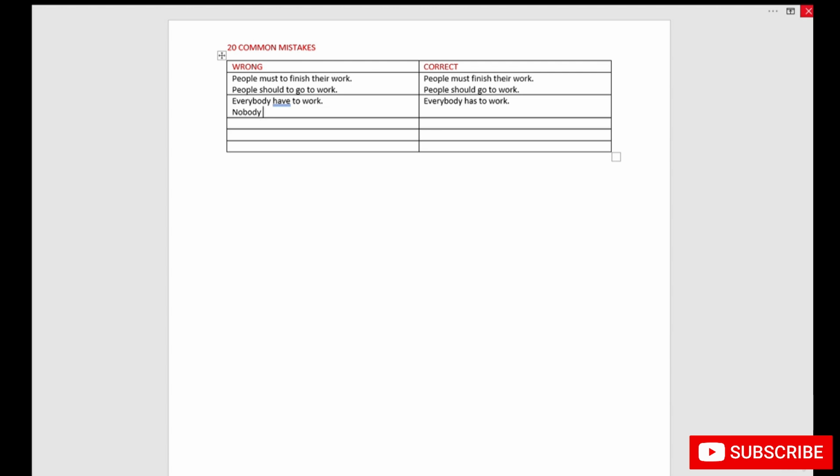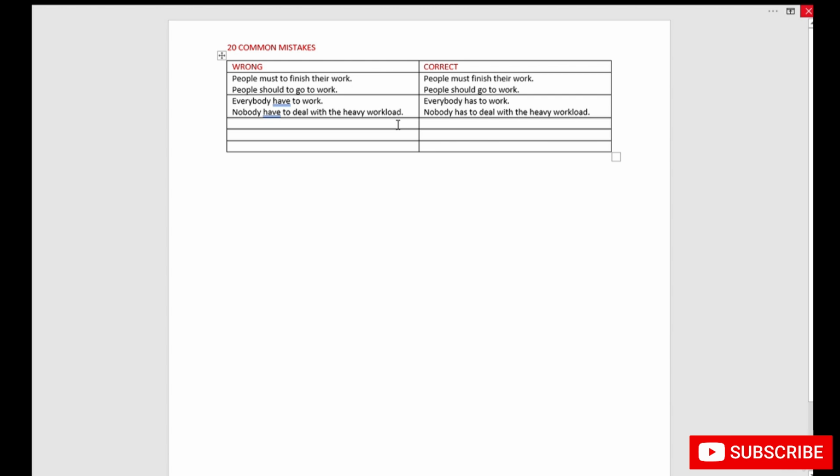Nobody have to deal with the heavy workload. Now this would be wrong because again nobody is a singular subject, so nobody has to deal with the heavy workload. So if something starts with every, any, no, these are singular ones, be careful about that.